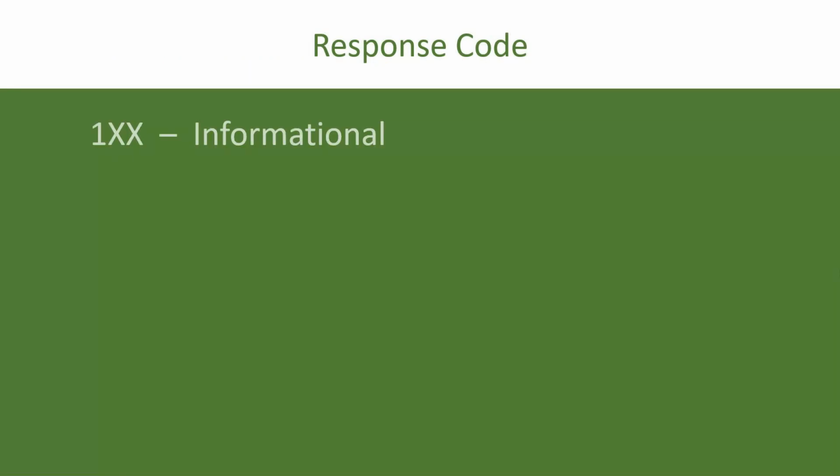The first one is the 100 series. It is about informational. It is just giving some information. The second one is the 200 series. The 200 series is all about success. That means the request that is being sent by the client is successful. There are again subcategories within this 200 that we will see shortly.